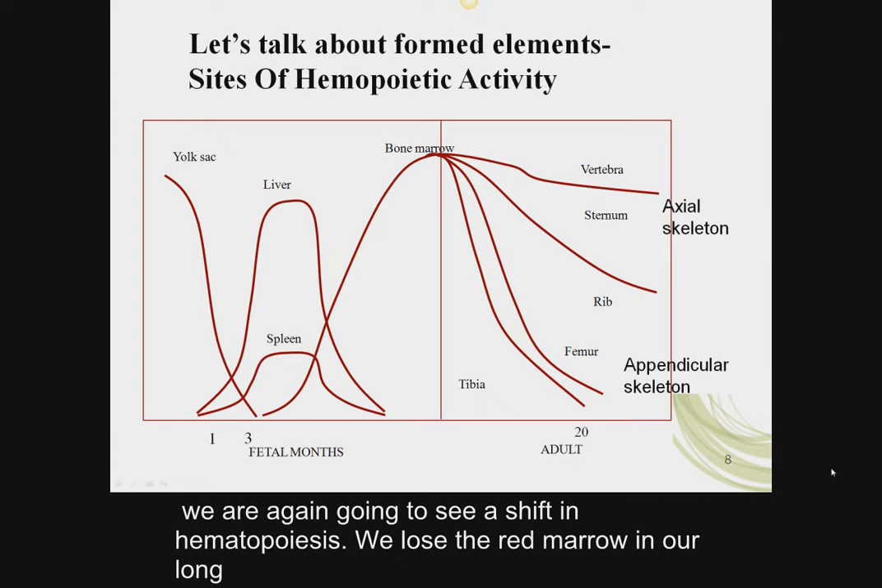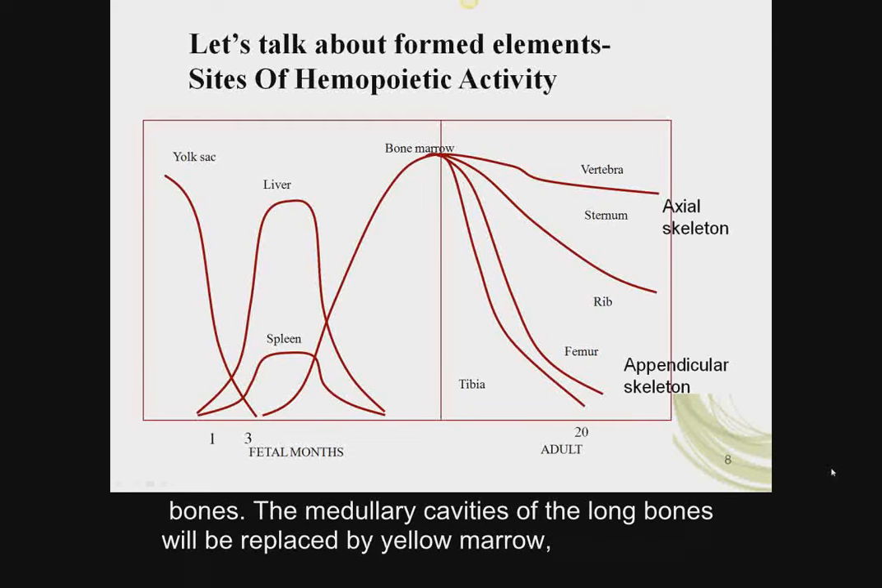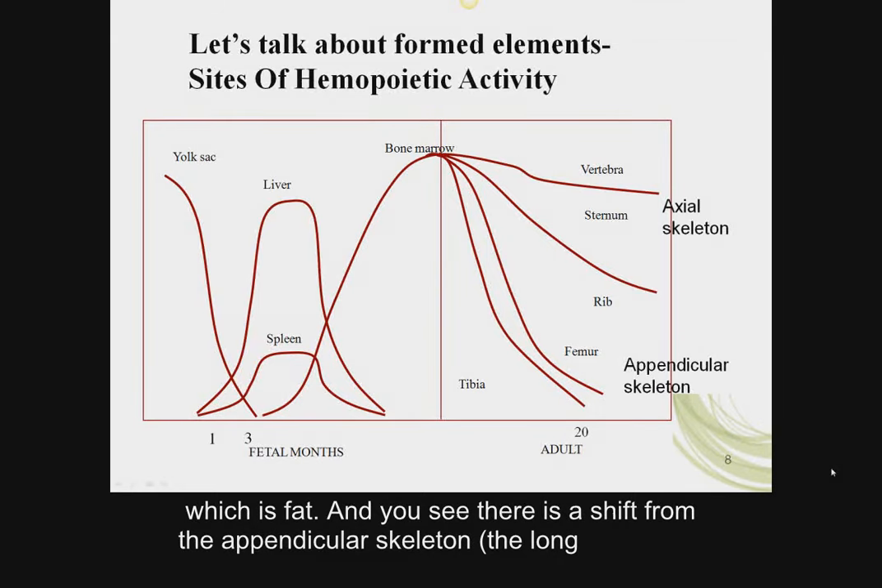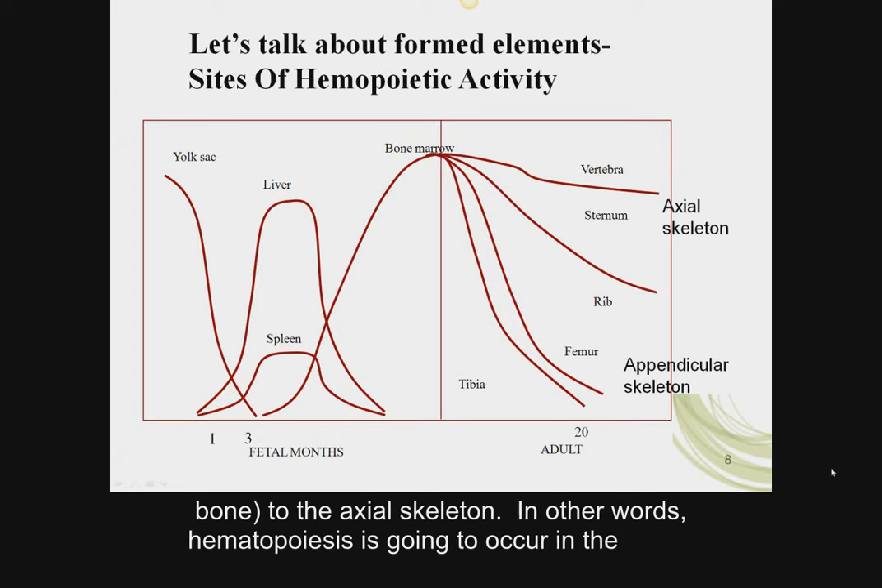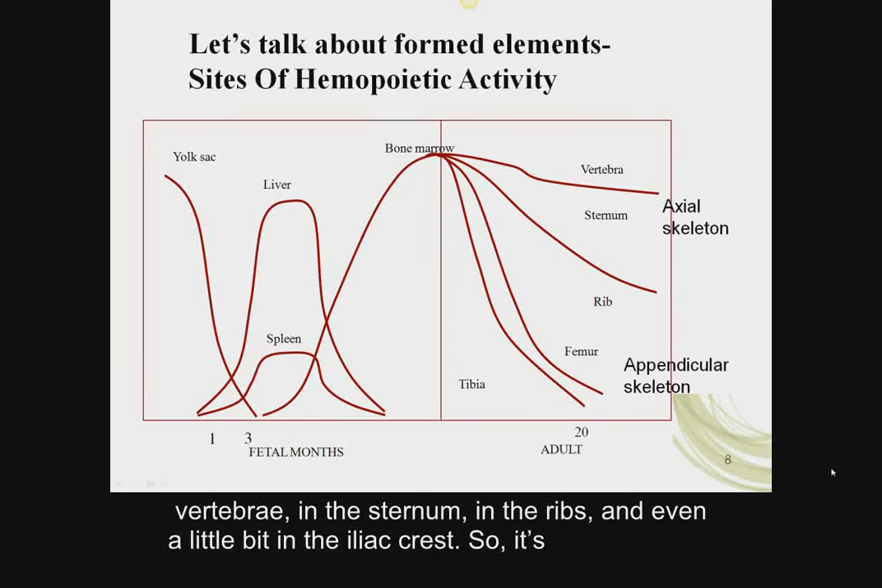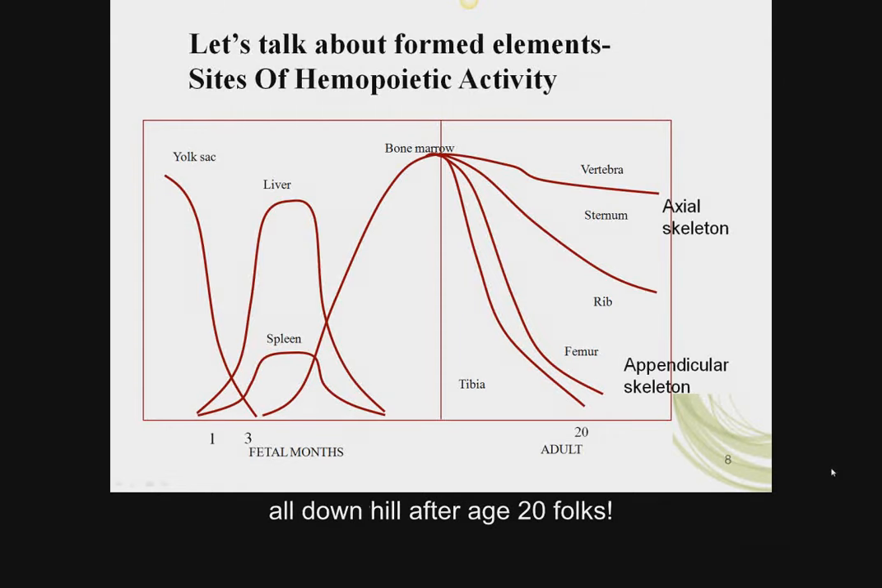But as you reach, a little bit prior to age 20, we again see a shift in the locale of hematopoiesis. We lose the red marrow in our long bones. The medullary cavities of the long bones will be filled with yellow marrow, which is fat. And you see there's a shift from the appendicular skeleton, or long bones, to the axial skeleton. In other words, hematopoiesis is going to occur in the vertebrae, in the sternum, in the ribs, and even a little bit in the iliac crest. So it's all downhill after age 20, folks.